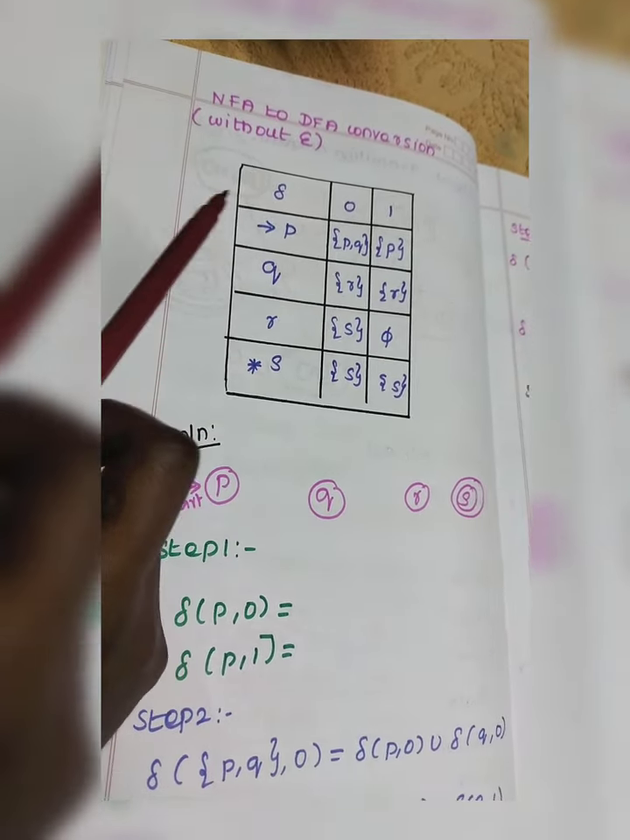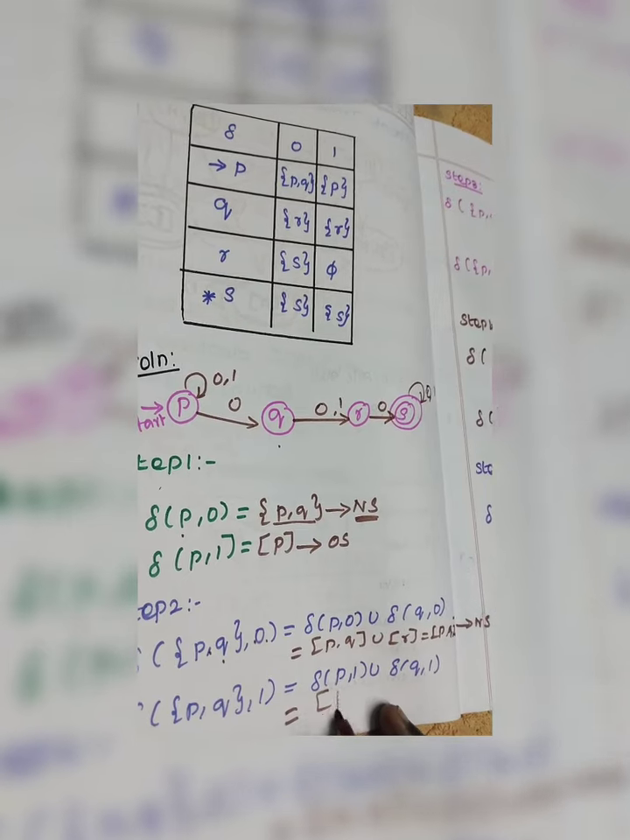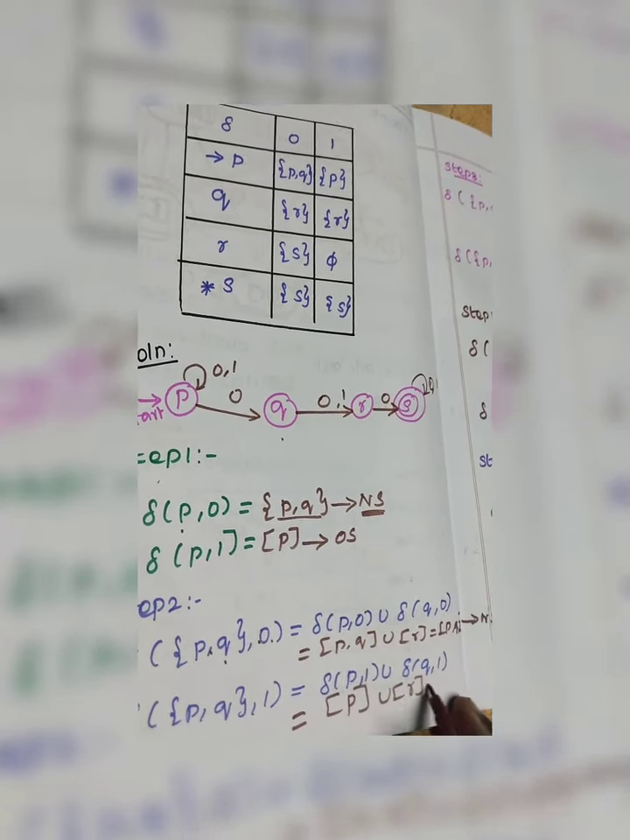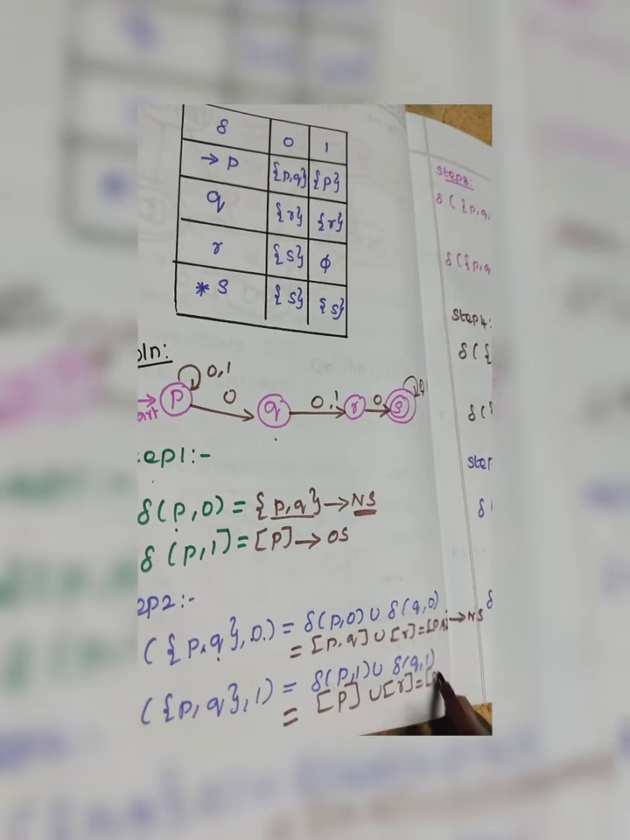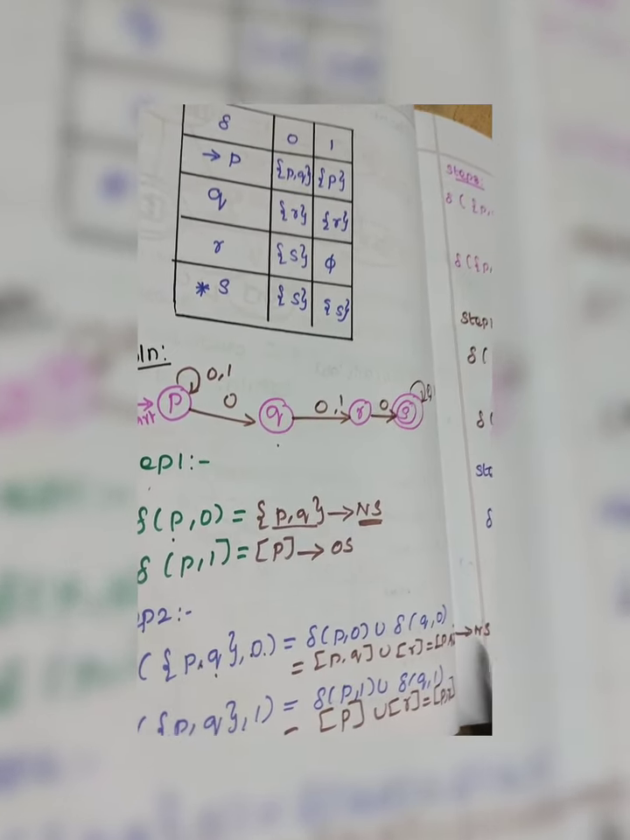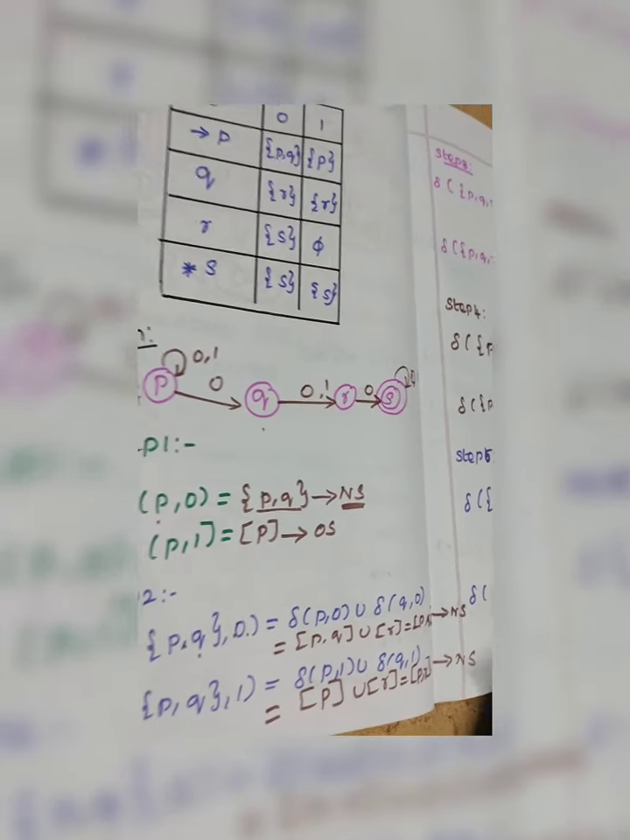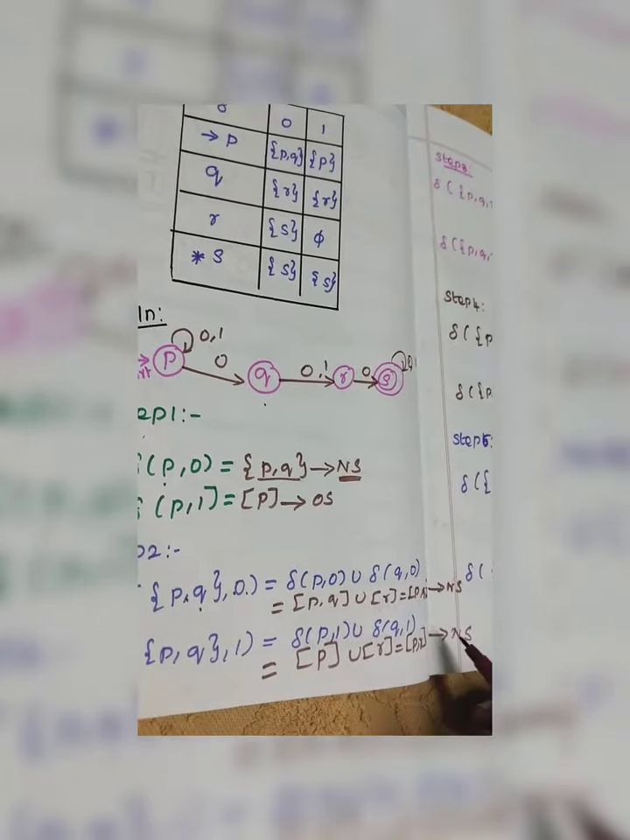Next you can check again, repeating the same for P comma 1 and Q comma 1. So P comma 1 you got P, union Q comma 1 you got R. So you now got P comma R. P comma R is not an existing state, so this is also one new state. Okay. So here you got two new states.